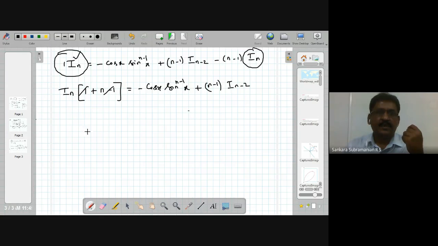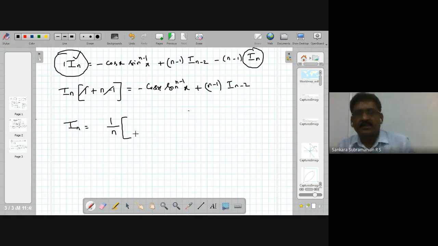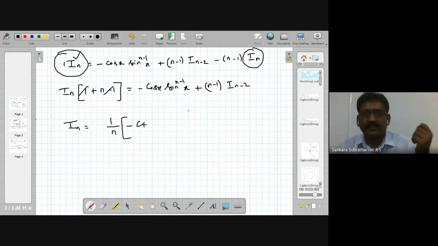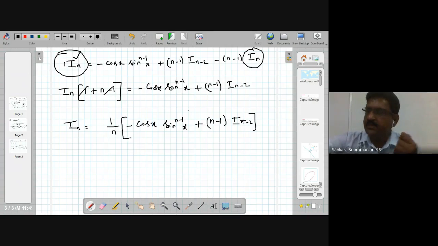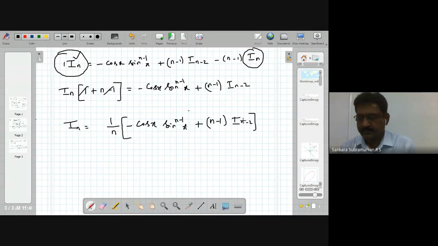So now I want In. This is equal to 1 by n times minus cos x into sin to the power n minus 1 x plus n minus 1 In minus 2. This is the recursion formula. Or you can write it like this also, 1 by n.